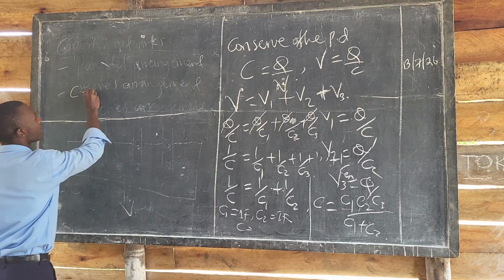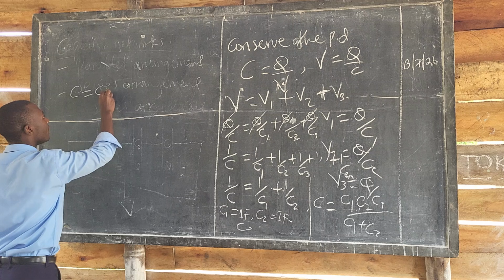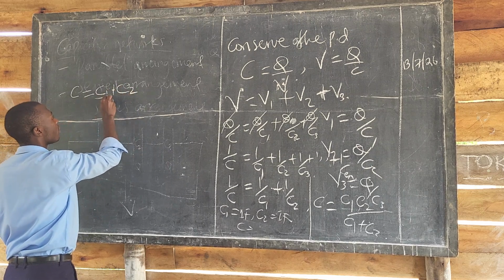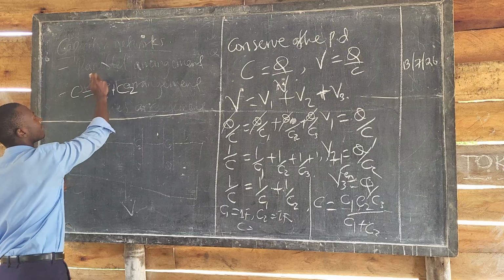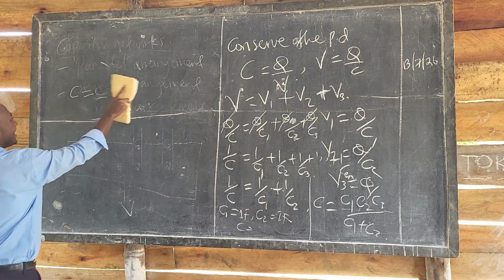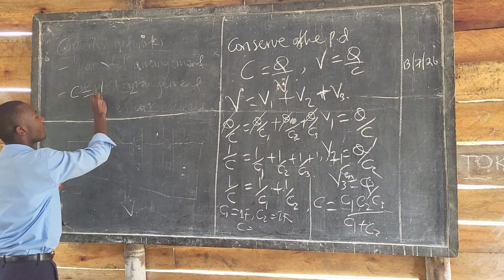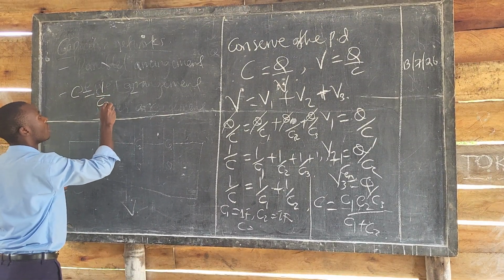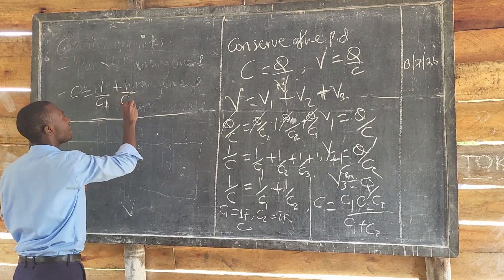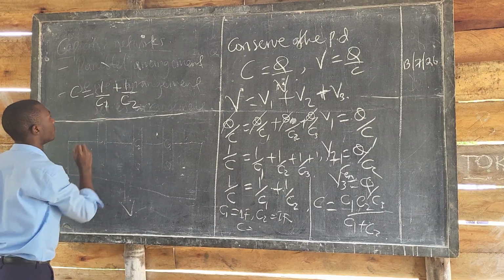It was C is equal to C1 plus C2. This was over. I made a mistake. This is 1 over C1 plus 1 over C2. Now if you want to make the equation, you have to first look for the LCM.